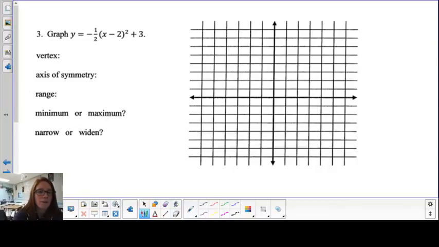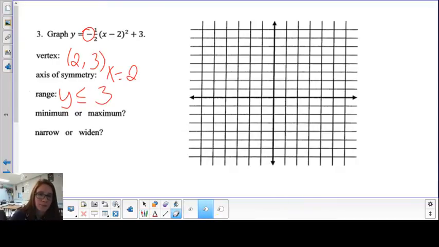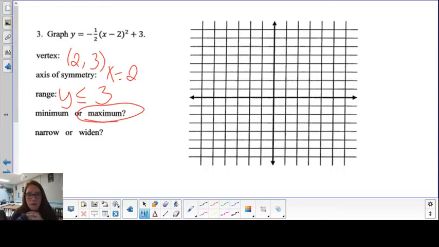Alright, so my vertex is the opposite of what I see. So I see negative, so it's positive. And then the same thing afterwards, so it's going to be +3. So my vertex is at 2, 3. My axis of symmetry is wherever x is equal to, and that's going to be 2 in this case because it's the same as the vertex. The range in this case, since I'm negative, is going to be smaller. So we're going to be less than, and we're going to be less than that 3. Since it's going to go down because it's got a negative and my y values are going to get smaller, this is going to be a maximum. That's the highest point that it's going to be.